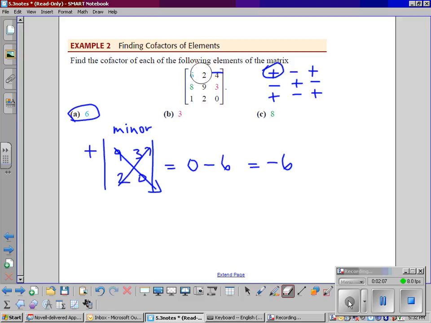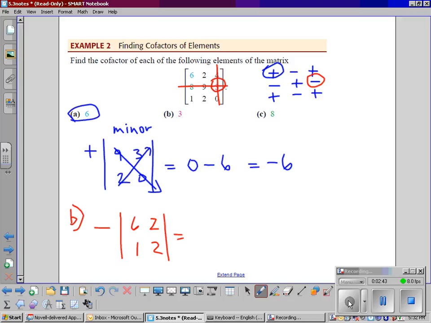Let's try that again, except this time let's look at the element 3. 3 has a different position. It's right over here in the second row, third column. So in our sign chart, we want to go to the second row and the third column. This time we have a negative. So the cofactor for 3 is going to be negative and then the minor. And again, the minor is comprised of a determinant that takes out the row and the column of the element that you're talking about and write down the numbers that are left, 6, 2, 1, and 2.